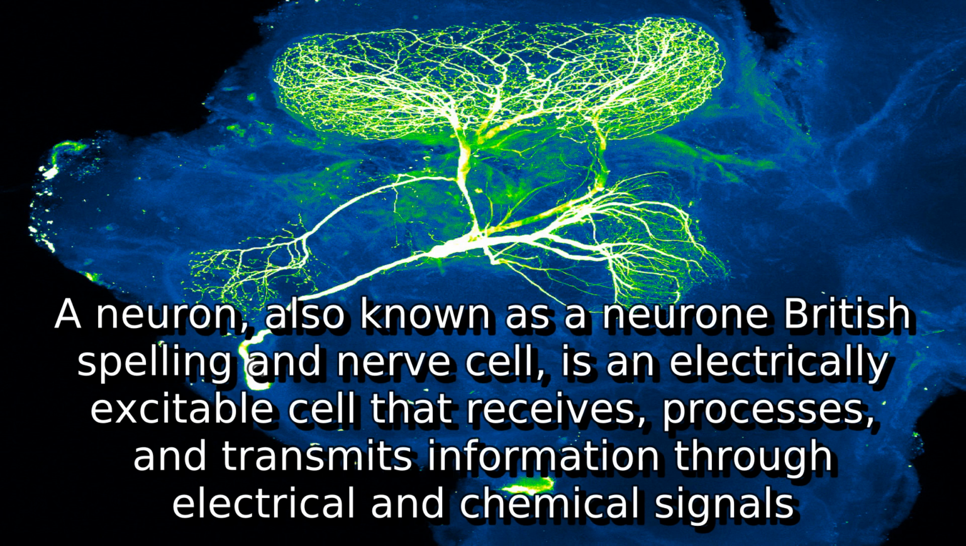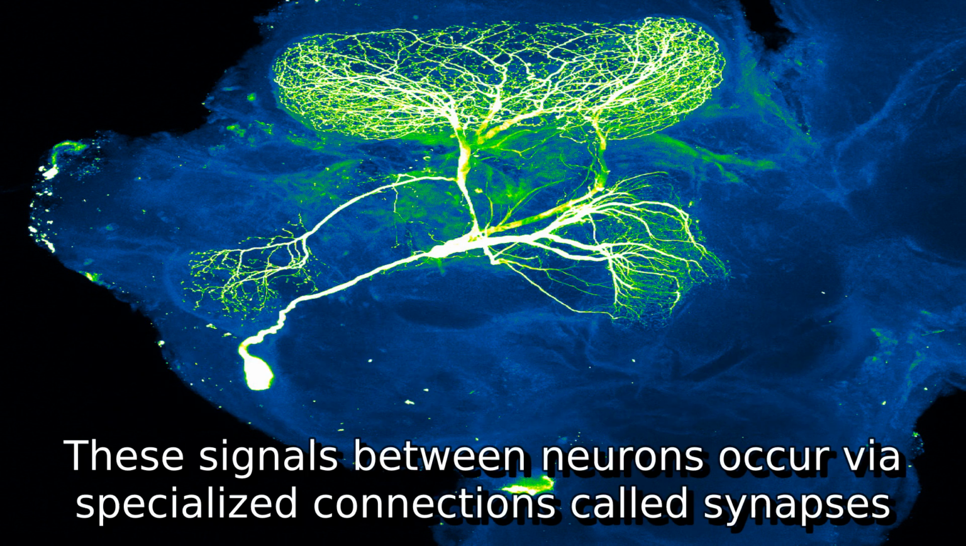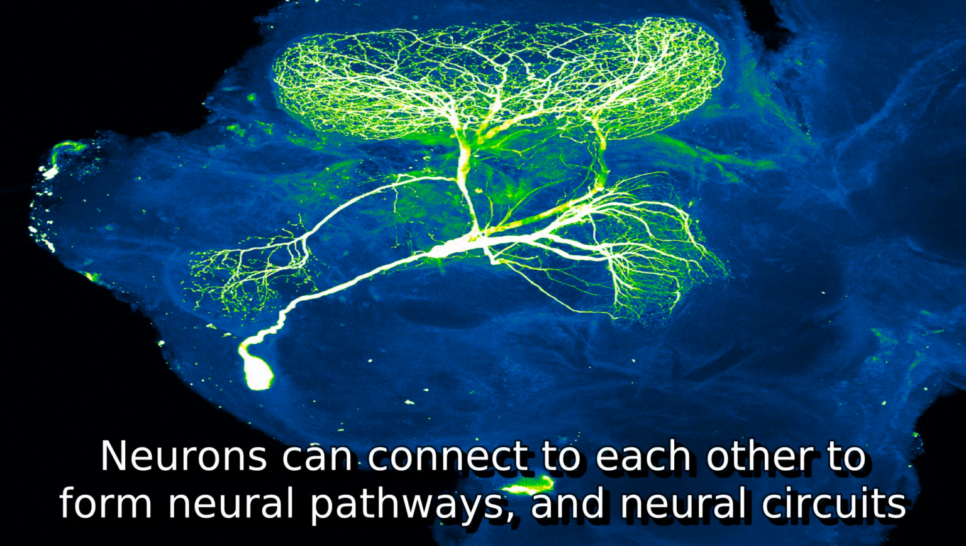A neuron, also known as a neuron (British spelling) and nerve cell, is an electrically excitable cell that receives, processes, and transmits information through electrical and chemical signals. These signals between neurons occur via specialized connections called synapses. Neurons can connect to each other to form neural pathways and neural circuits.